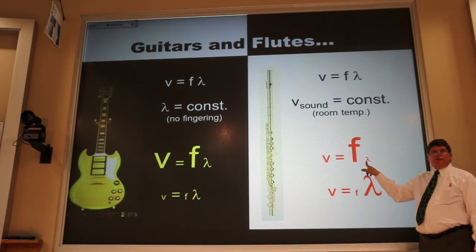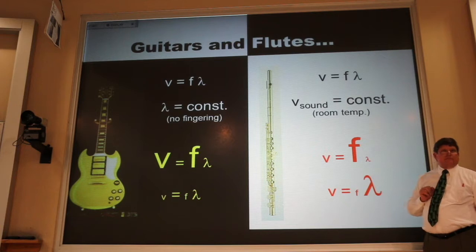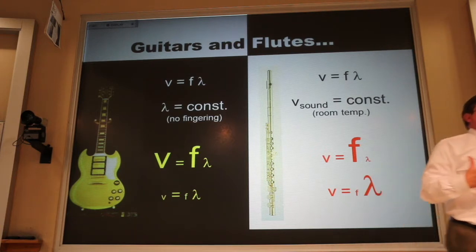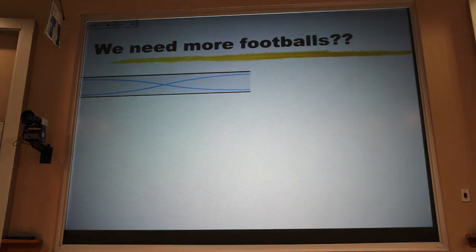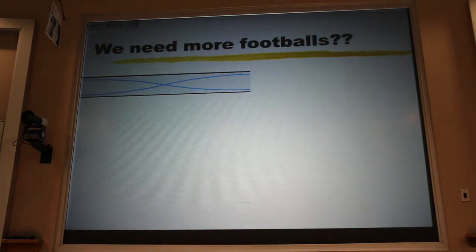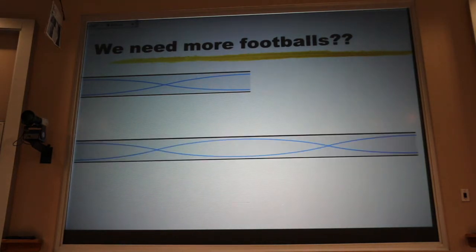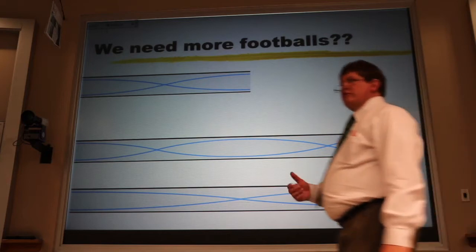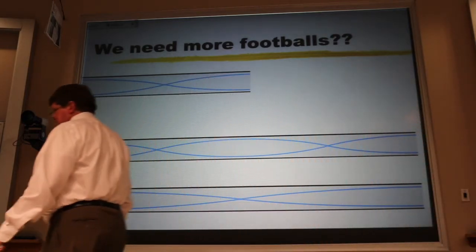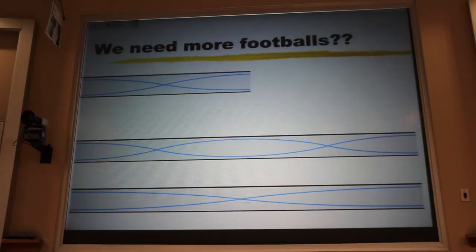The smaller I make the wavelength, the higher the frequency. Now let's understand what that means. If this represents my flute, open at both ends, and I want to tune that, I want to make it a different frequency. Do I want to lengthen the tube so that I can fit more footballs? Or do I want to lengthen the tube so I can get bigger footballs? Which is it? Talk to your neighbor. I want more footballs or bigger footballs?